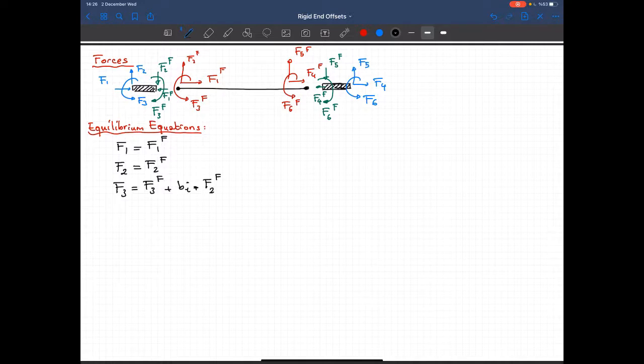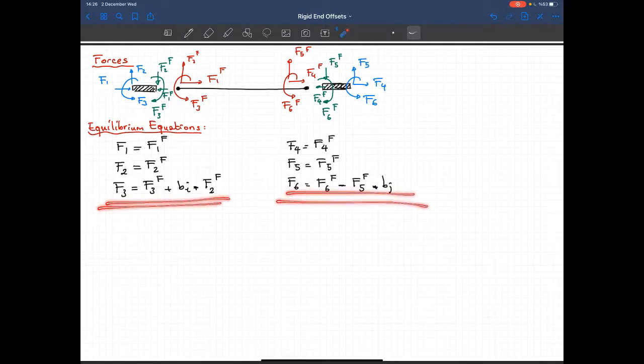Okay, then I will do the same thing for this free body diagram. In that case I have F4 that's equal to F4F, F5 is equal to F5F. Now for the F6 I'm taking moment with respect to that point. Then I obtain F6 is equal to F6F. This time I got minus here, F5F times Bj. So as you see, that's the relationship between the forces.